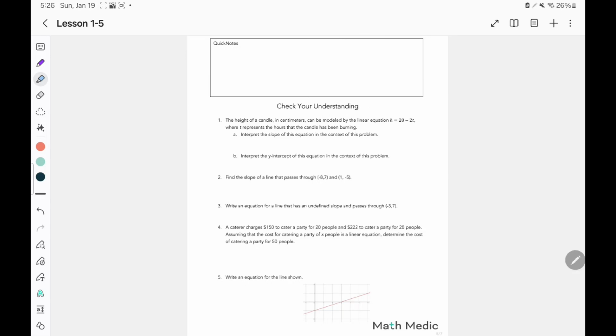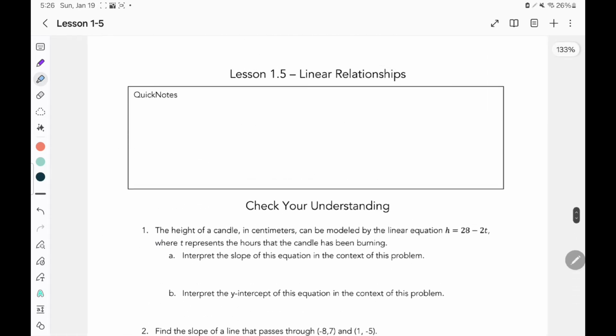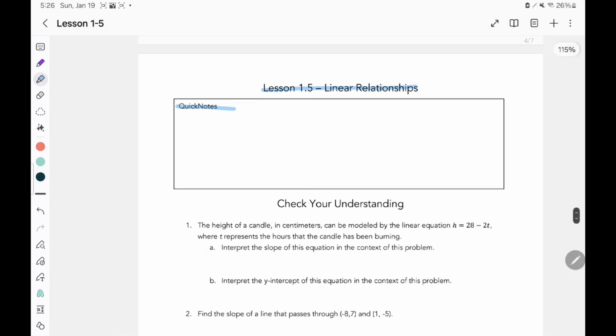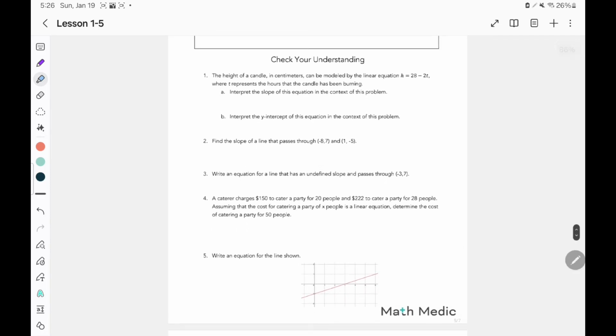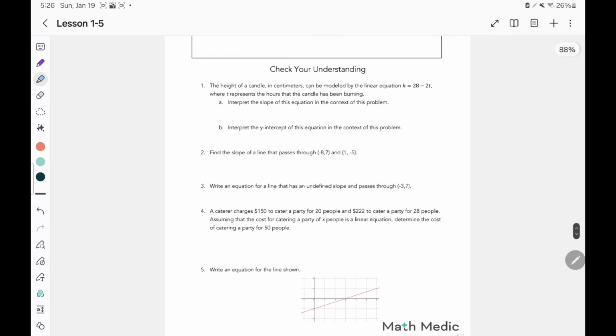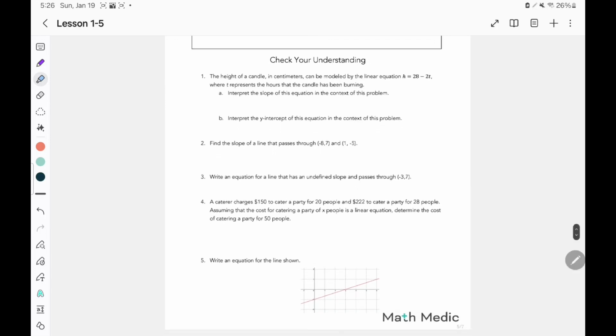Just a reminder that you do need to make sure that you're writing in the notes. I don't think that they give us enough space in the quick notes, so make sure you're writing this in your notebook: name, date, period, and label it lesson 1.5, linear relationships. Lastly, all that you have left to do is check your understanding right here. It's giving you 5 questions, just going over the material that we just went over. Go ahead and input your answers into pair assessment. You should have a box for each of these questions, and that should be the rest of class.